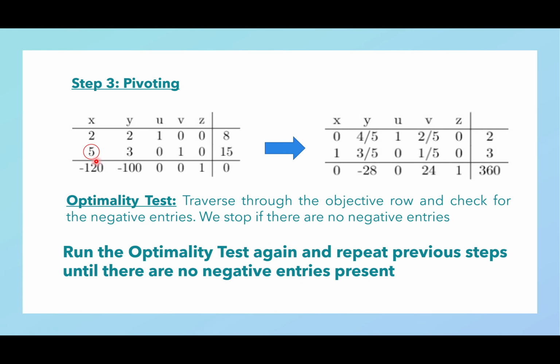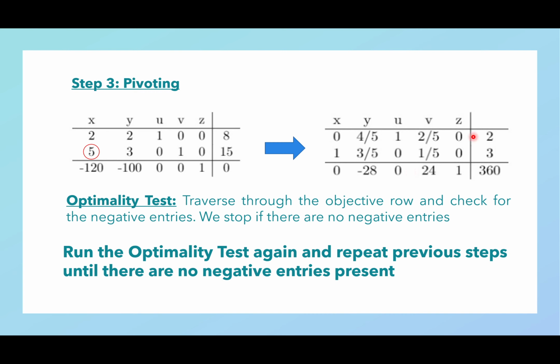Our next step is pivoting, which is basically linear algebra, where you convert the pivot to 1 and everything above and below the pivot to 0. This can be done by using simple row operations, which I wouldn't get to in this video.